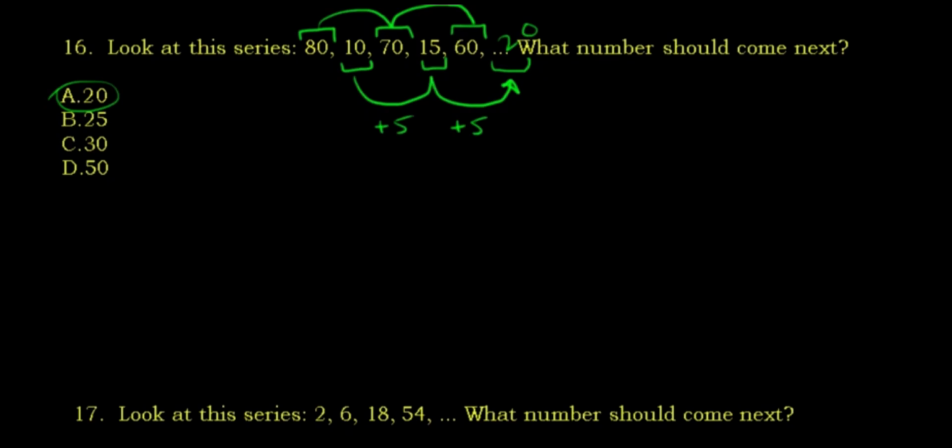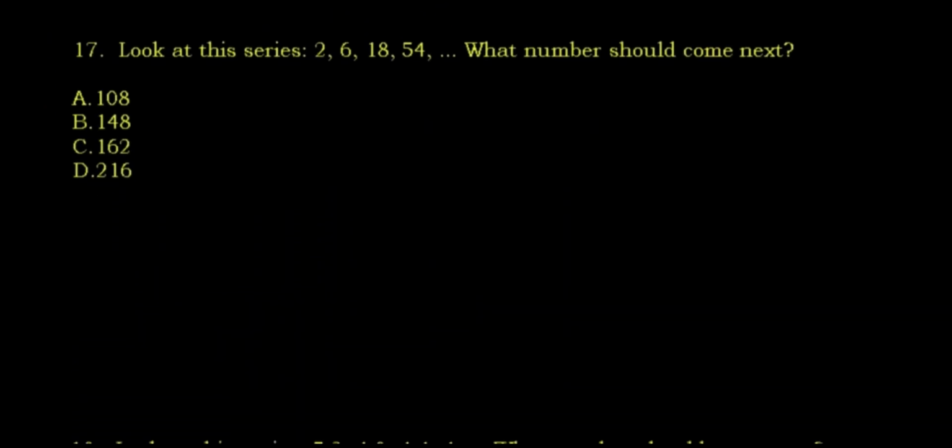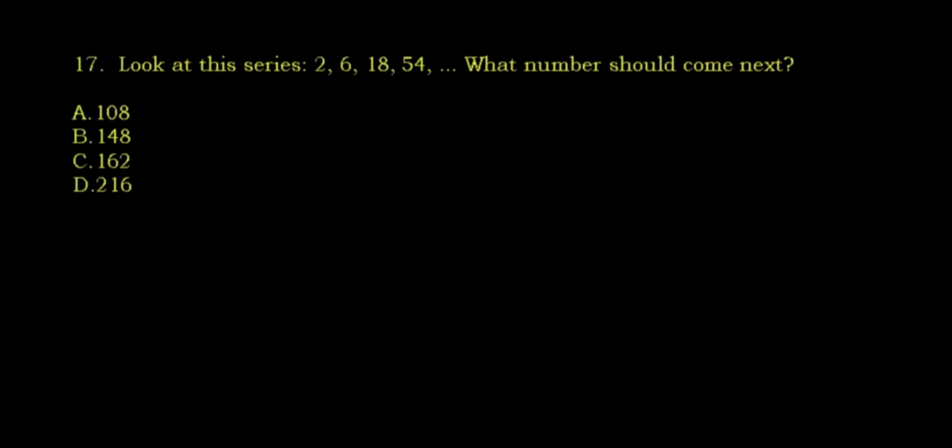Next, question number 17. Look at this series. What number should come up next? Let's see what's happening. Can you tell? I know this is times 3. I know this is also times 3. 18 times 3, is it 54? Yes. We haven't reached the tables up until 18 yet, but I hope you are keeping up with your tables.